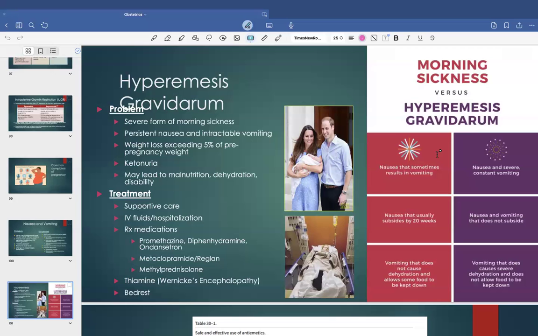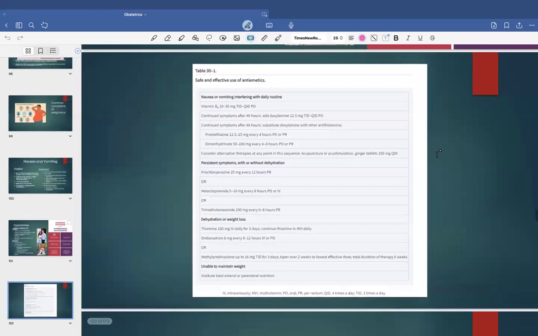All right, this is a resource just for different medications. Take this on your rotation with you. Moving forward.